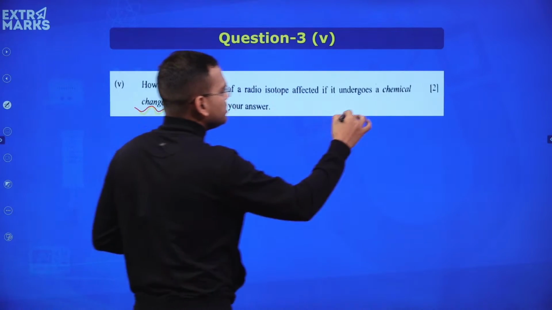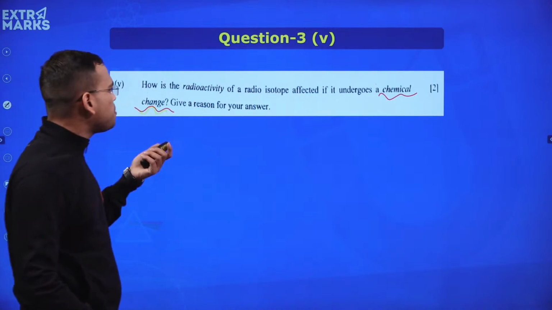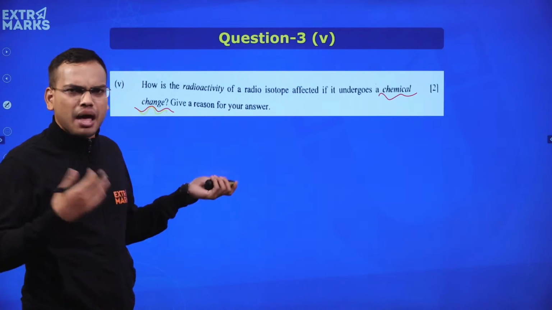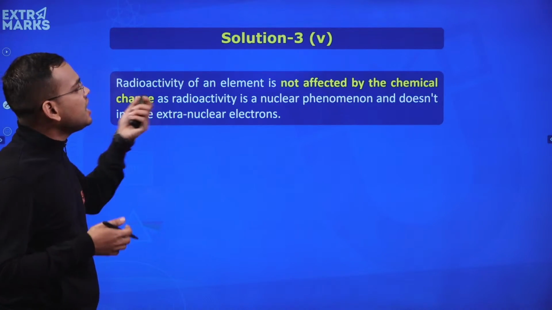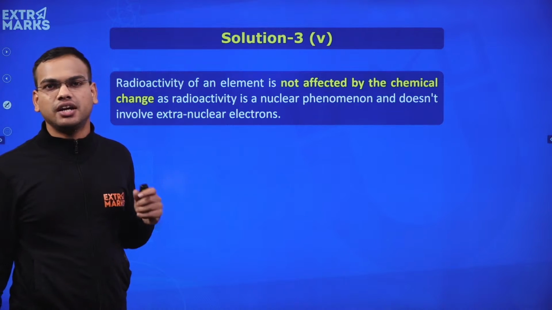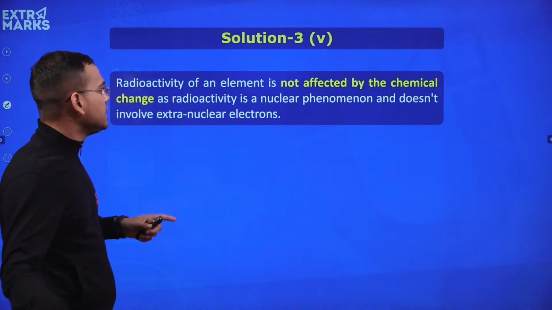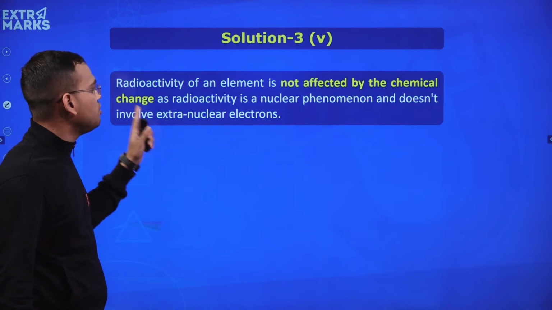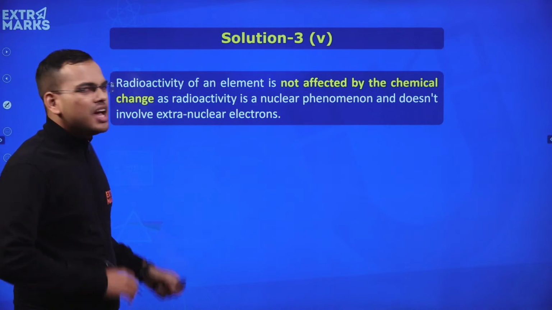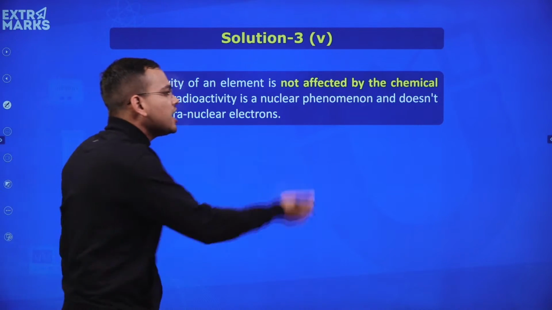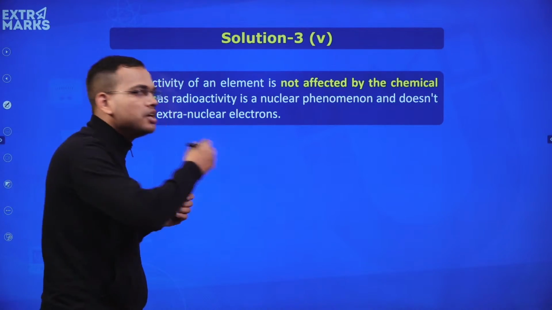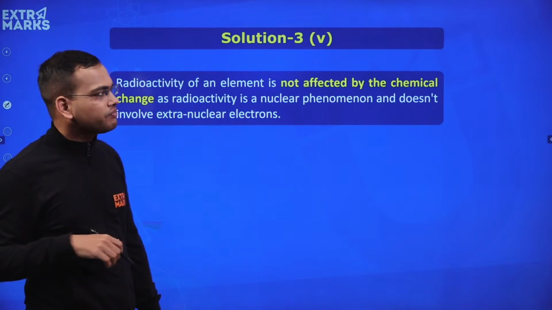Chemical change. Will the radioactivity be affected by a chemical change? No. Radioactivity of an element is not affected by the chemical change at all, as radioactivity is a nuclear phenomenon and it does not involve extranuclear electrons. Radioactivity will not involve the electrons revolving around the nucleus. Radioactivity is involving the nucleus, the neutron.